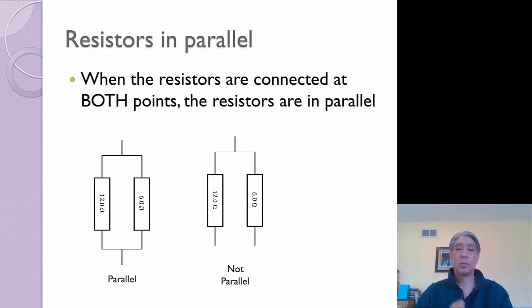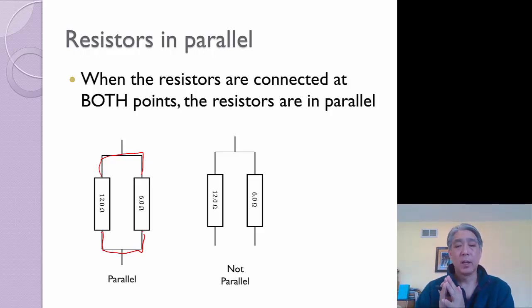Okay, so to begin with, let's just remind ourselves what resistors in parallel look like. Resistors in parallel must be connected on both sides. So in the picture on the left-hand side, here are our two resistors, a 12 ohm and a 6 ohm resistor, and they're clearly connected on both sides. Right here, they're connected on this side, and they're connected on this side. The branch points or the intersections don't matter.